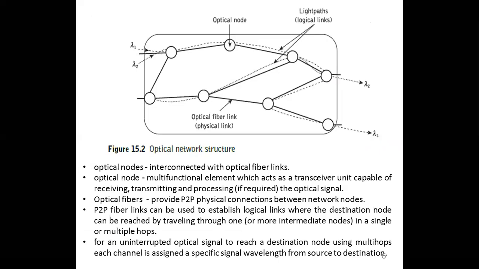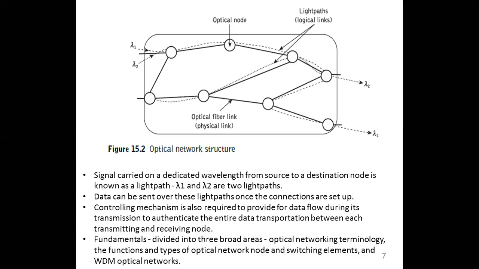So if you see, the dark lines are the physical link, that is, those are the optical fibers, whereas the dotted lines are basically the logical links, which are also known as the light path. So establishing a light path in an optical network is very important. So this is the whole idea of optical network: establish a light path between the source and the destination. So we looked at this, and we looked at how the nodes should function in this optical network structure.